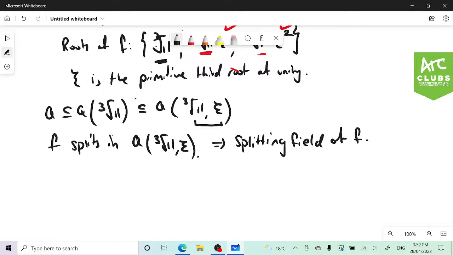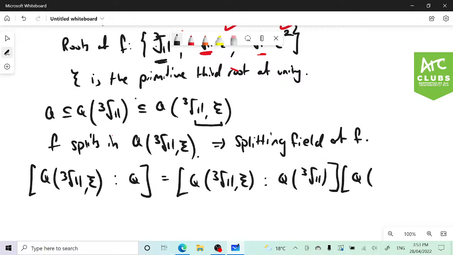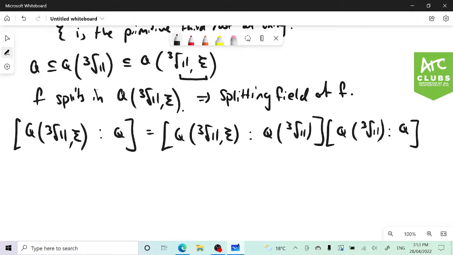We want to basically compute the degree of the extension now. One thing we can see is that if we consider this extension field, we can consider this over cube root of 11. And then we multiply that by the extension field generated by cube root of 11 over Q. So this is the tower of extensions that we saw earlier.